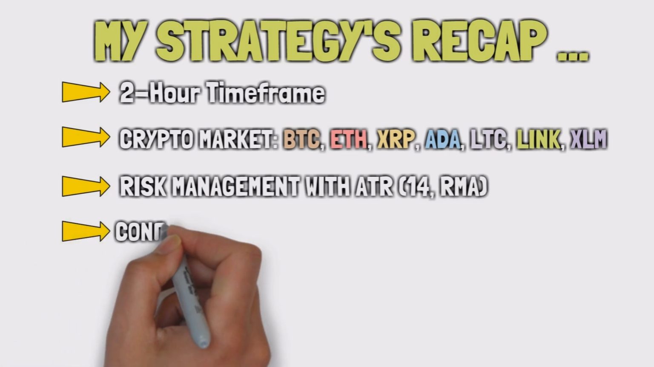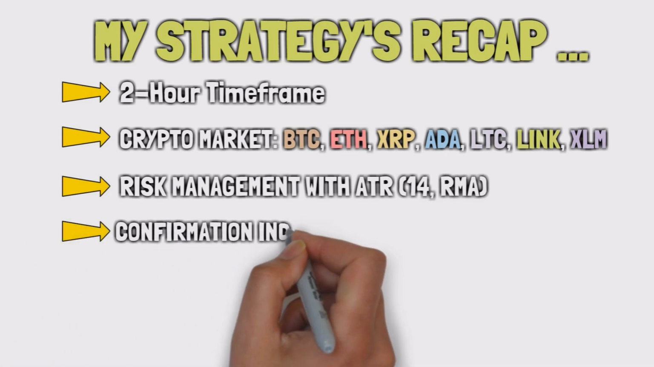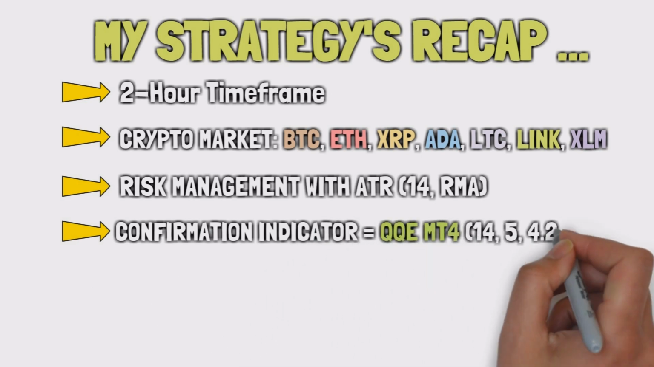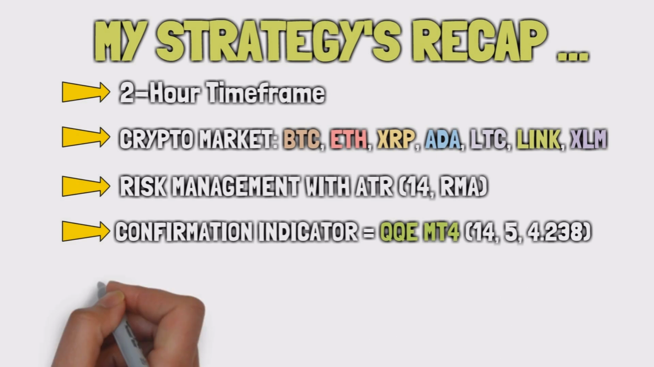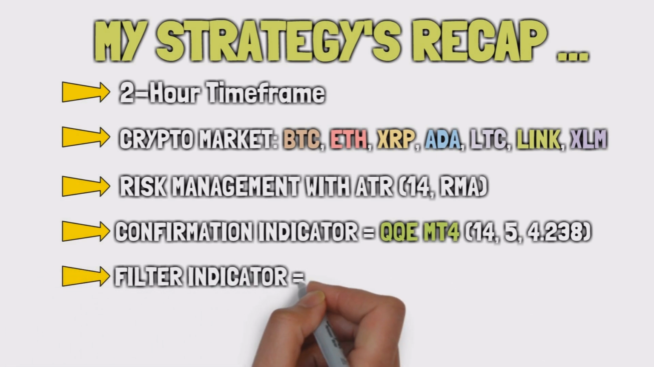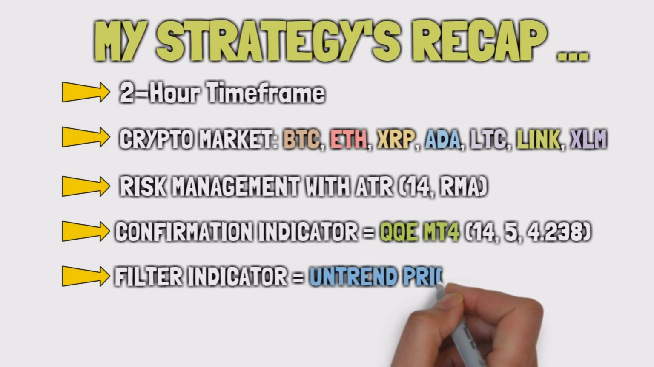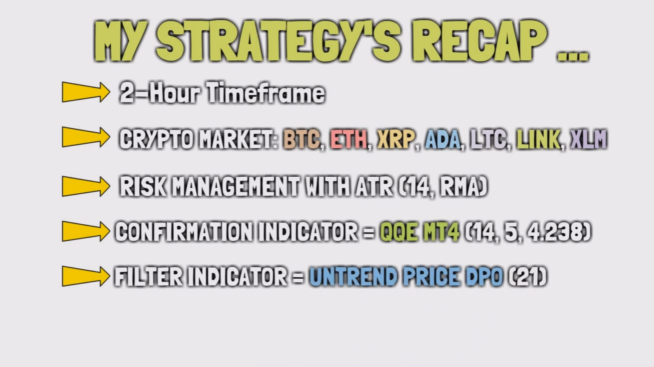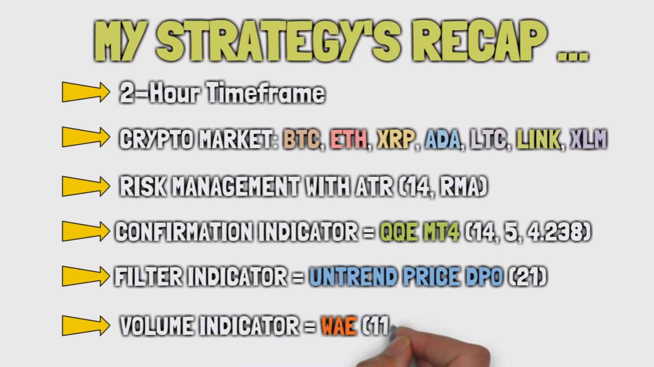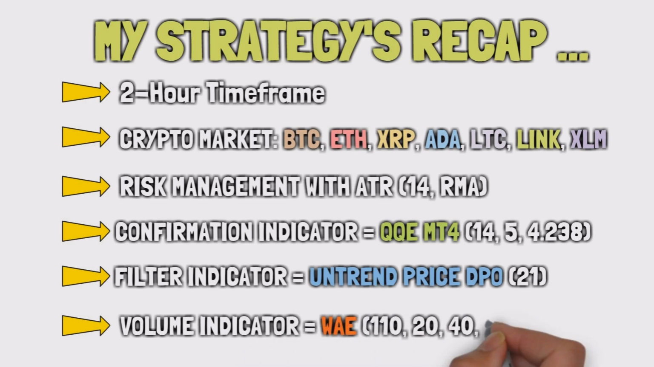My confirmation indicator, which is the indicator that provides the entry signals, will be the Ep.4 with the settings 14, 5 and 4.238. My filter indicator, which is the indicator that eliminates false entry signals from the QQE, is the untrend price DPO with a period of 21. And my volume indicator that protects me from entering in a sideways market will be the Water explosion with the settings 110, 20, 40, 20 and 2.